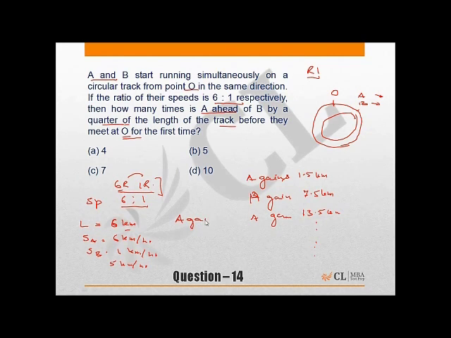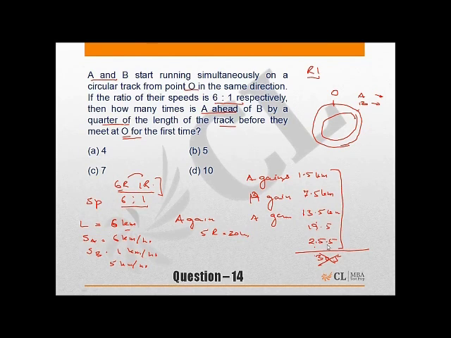So the maximum gain possible is 5 rounds, which is equal to 30 kilometers. 13.5 plus 6 makes it 19.5. Another 6 makes it 25.5. Another 6 would take it to 30.5. But the race ends when A gains 5 complete rounds over B. So this case cannot be taken.